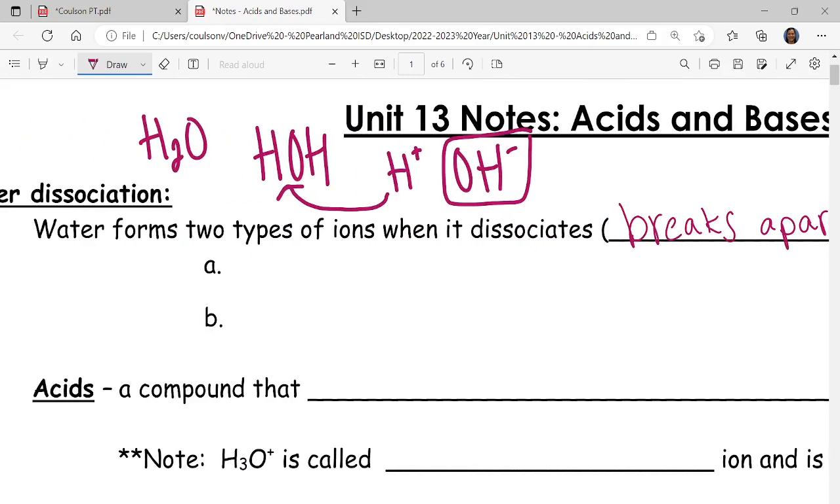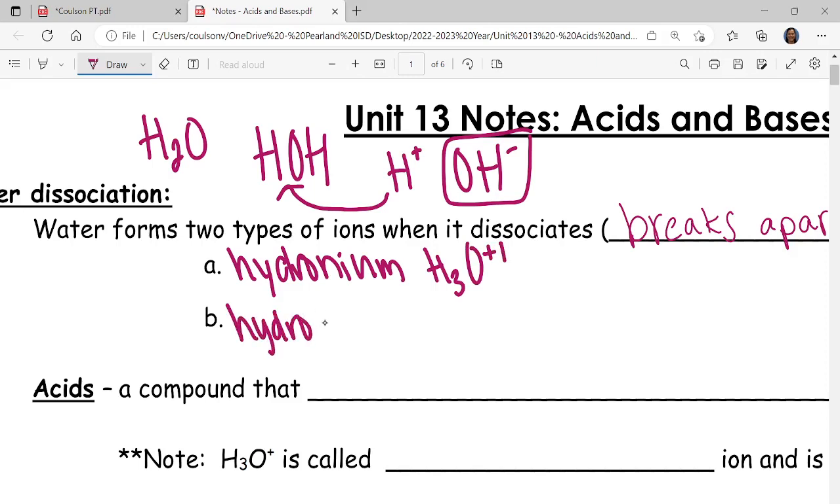So when a water molecule breaks apart, it will dissociate into hydronium, which is like water but has another hydrogen ion attached to it, so it's going to be H3O+. The plus is a +1 charge. And hydroxide. I'm going to put on this or hydrogen +1. We show it both ways.